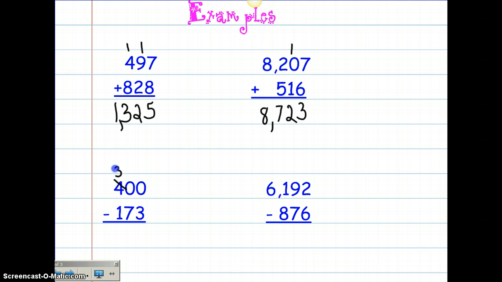I'm going to make the 4 a 3. Now, why am I doing that? Well, if you look at it with base 10, and I'm just going to do a quick base 10 chart right here. We have hundreds, we have tens, we have ones.